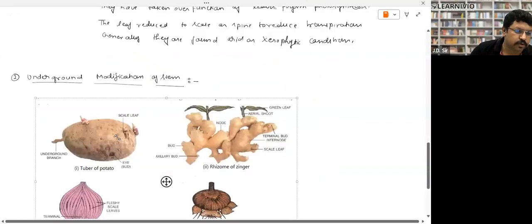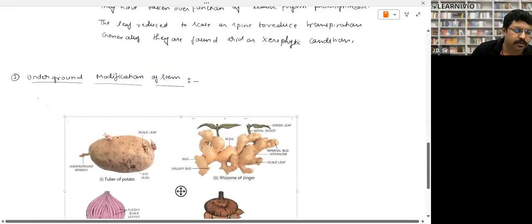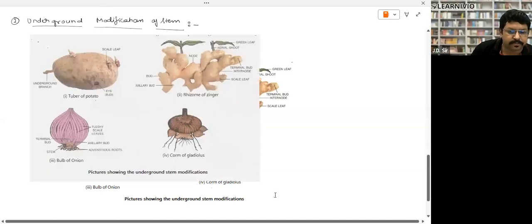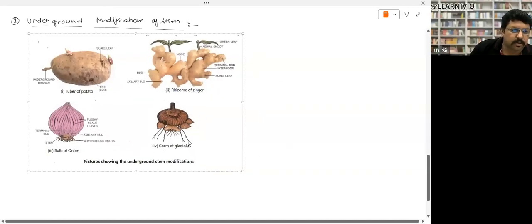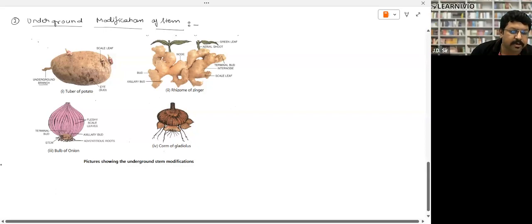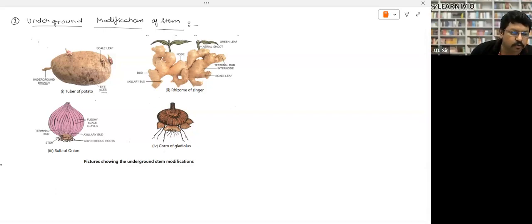This one. So there are certain stem modifications, and you must have seen them, like potato. Potato is an underground stem, as we discussed in the starting. And there are scale leaves. These are the underground branches. So the branches come out. They are the eye or bud. The potato has nodes. Eye or buds are nodes.